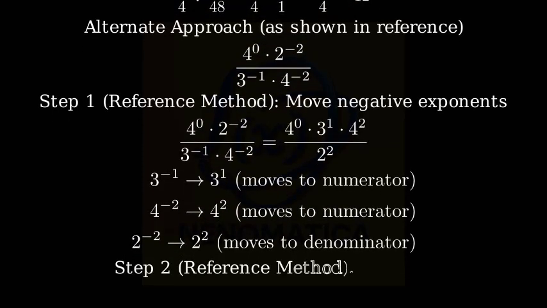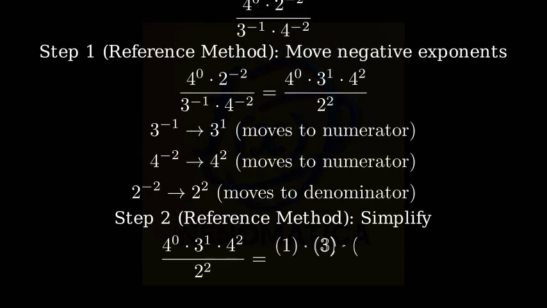4 to the power of 0 equals 1. 3 to the power of 1 is just 3. 4 to the power of 2 equals 16. And 2 to the power of 2 equals 4. So our expression becomes 1 times 3 times 16 divided by 4.